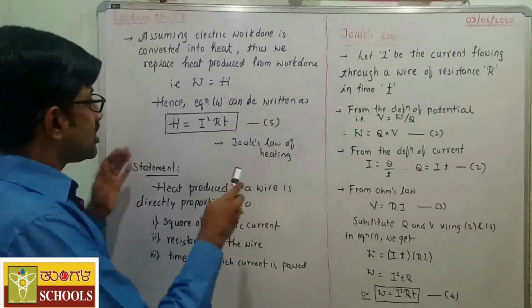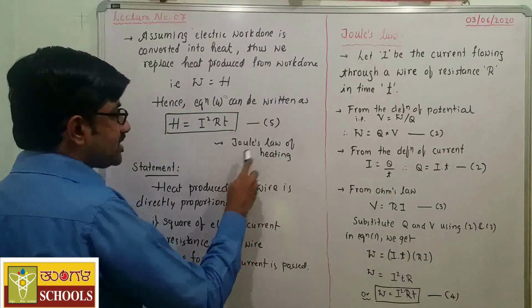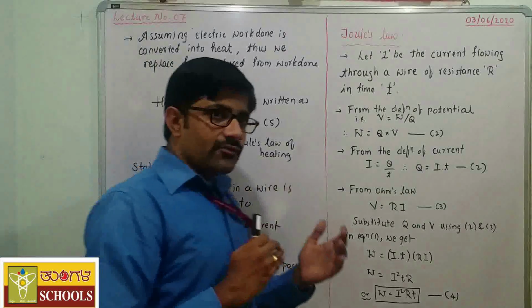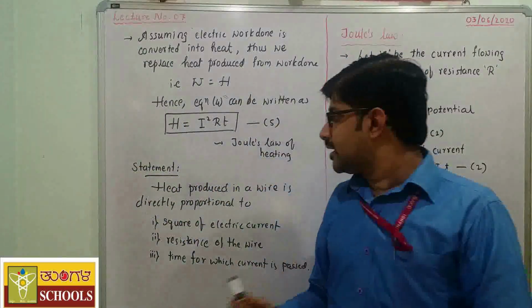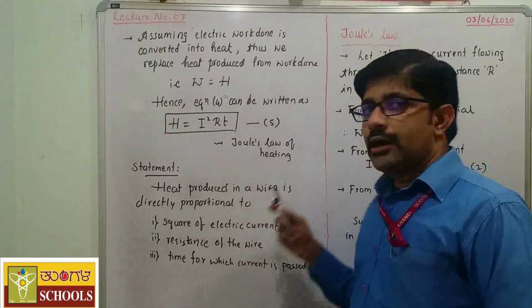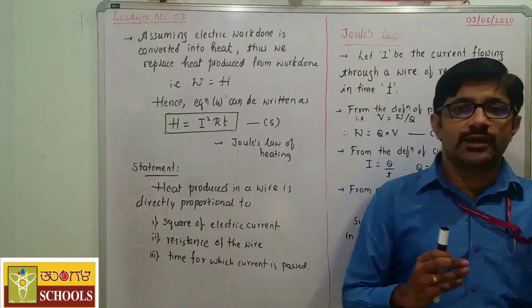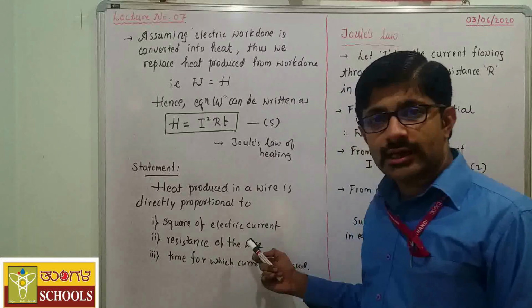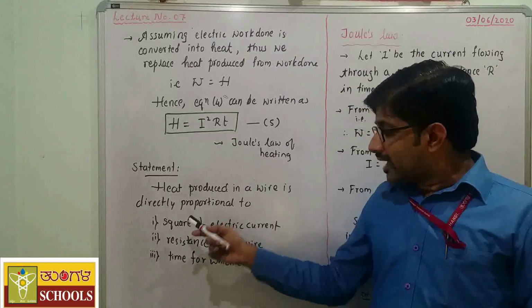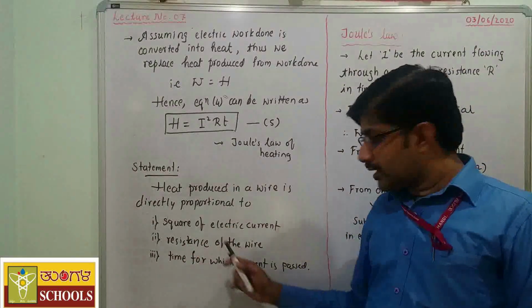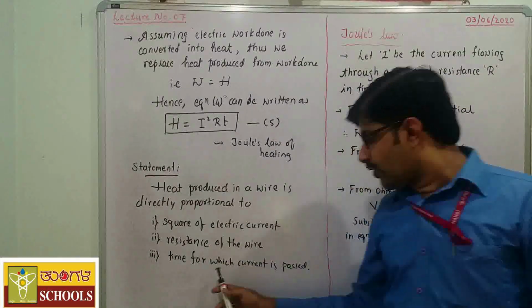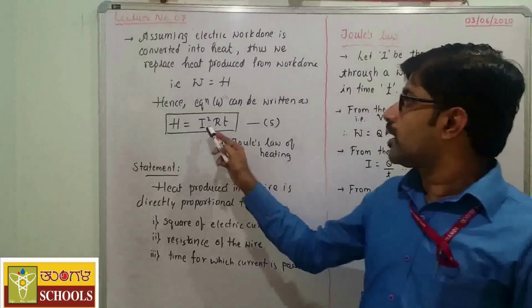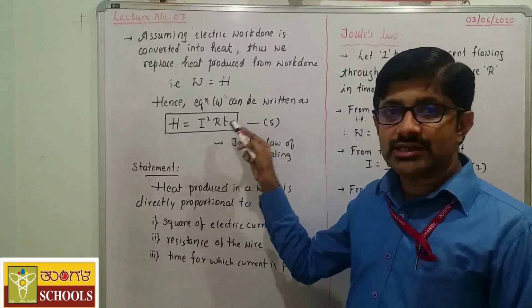This equation 5 is known as Joule's law of heating. From equation 5 we can state that the heat produced in a wire is directly proportional to the square of the electric current, directly proportional to the resistance of the wire, and also to the time for which current is passed. Heat produced is equal to square of current, resistance and time.